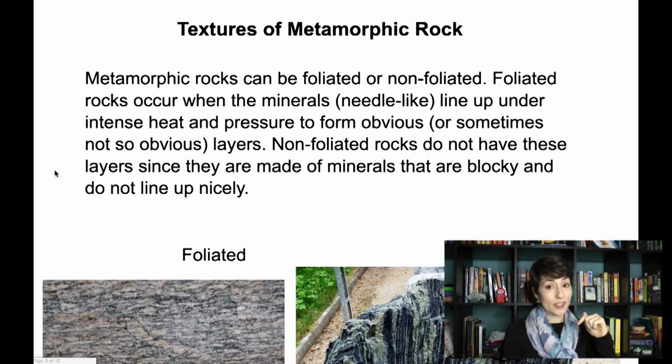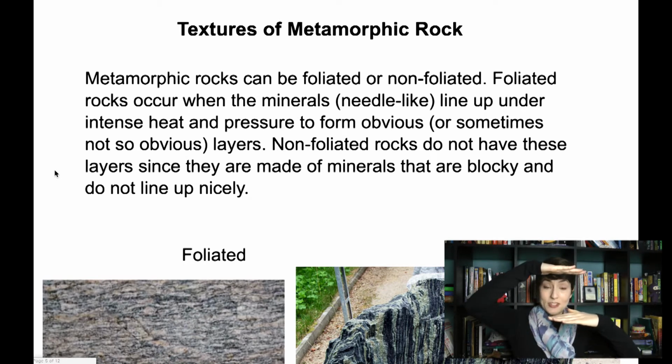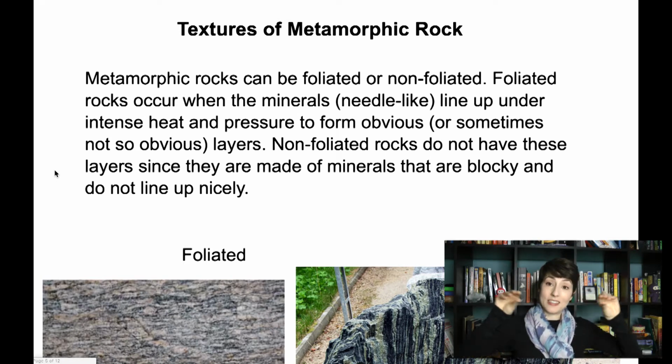Texture of metamorphic rock is also really important. Remember how I mentioned foliated versus non-foliated? This gives you a really big hint as to what type of metamorphic rock we're talking about. Foliated rocks occur when needle-like minerals line up, when they're squashed by great pressure. So you can have all of these nice little layers. Sometimes they look like stripes.